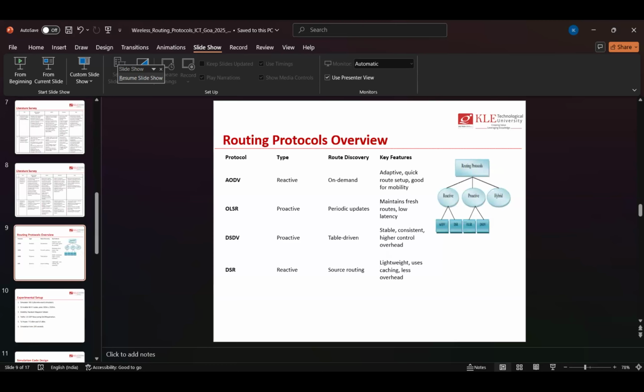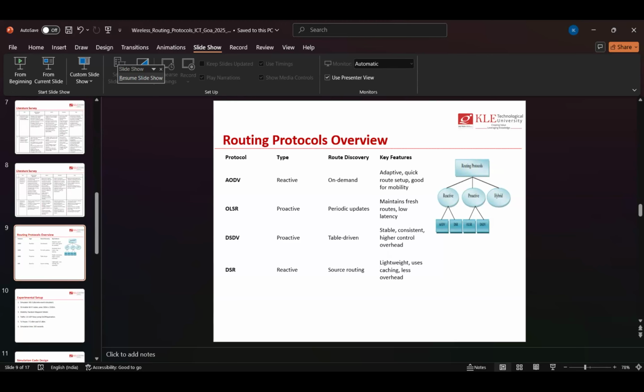In this protocol overview, as you can see here, AODV is reactive: it finds routes when needed, which is good for mobility. OLSR is proactive: it updates continuously or regularly. And DSDV is table driven, with low delay but constant updates.